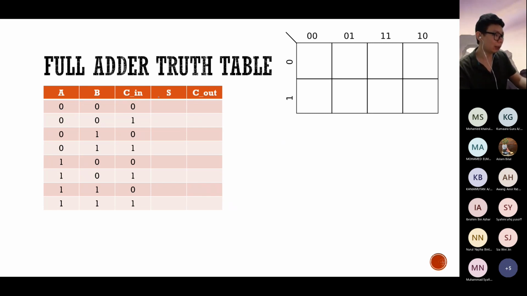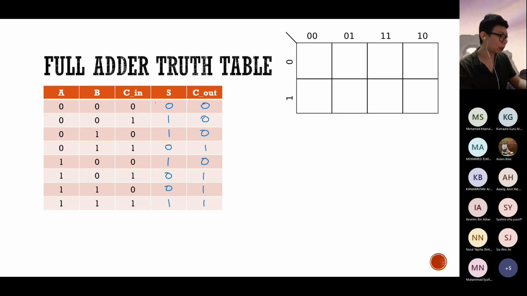Right, so we have A, B, and C. It's going to add them all together. 0 plus 0 plus 0, sum 0. Then 0, 0, 1: the sum is 1, and there's no carry. Then 0, 1, 0: the sum is 1, no carry. Then 0, 1, 1: the sum is 0, and you have a carry. 1 plus 0 plus 0, your sum is 1 and you don't have a carry. 1 plus 0 plus 1 is 0 with a carry. 1 plus 1 plus 0 is 0 with a carry. And finally 1, 1, 1, sum is 1 with a carry.